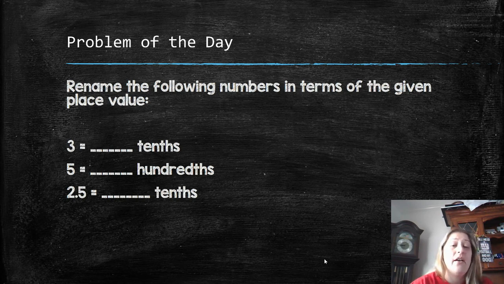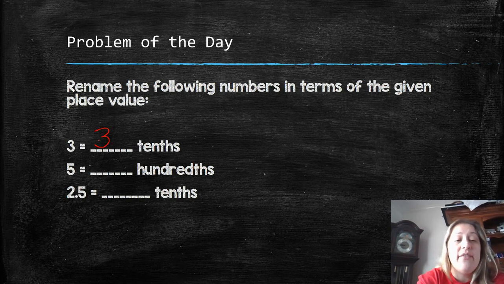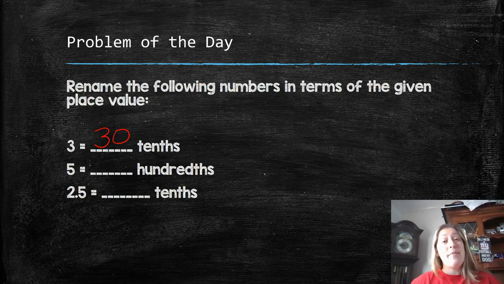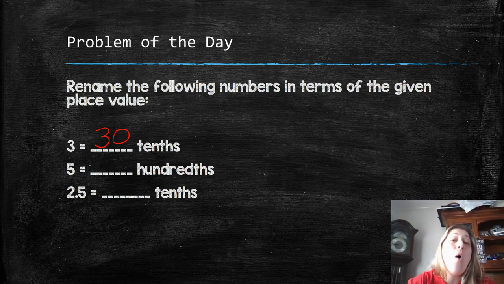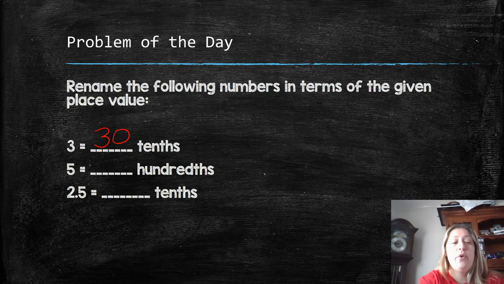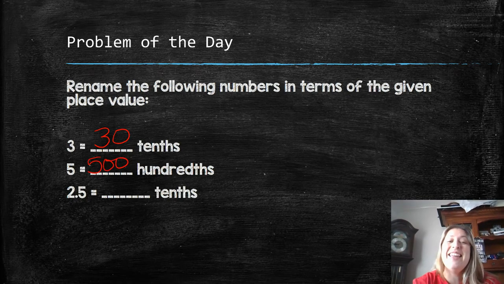How many tenths are in 3 wholes? Well, we know that there are 10 tenths in 1 whole, so that tells me that there are going to be 30 tenths in 3 wholes. Now, how many hundredths are there in 5 wholes? There are 100 hundredths in 1 whole, so there's going to be 500 hundredths in 5 wholes.